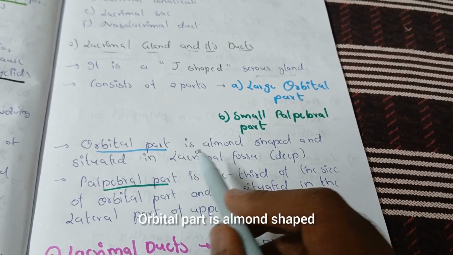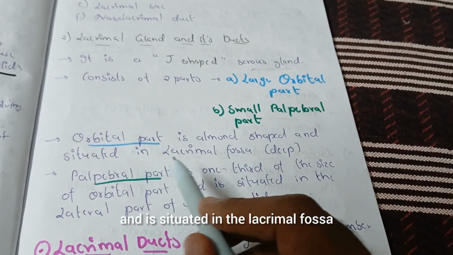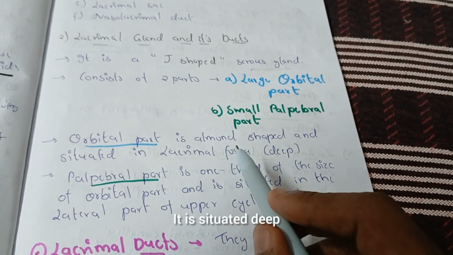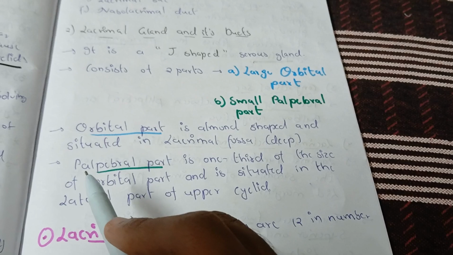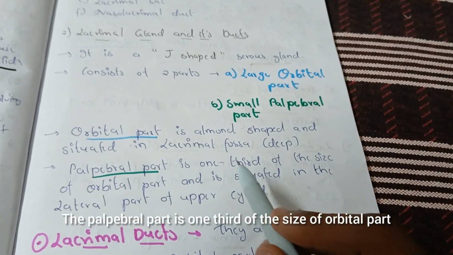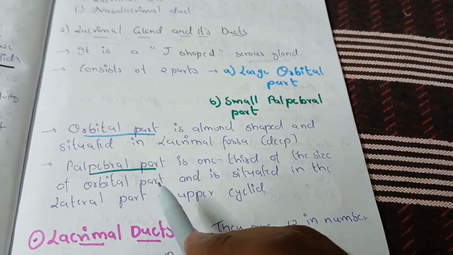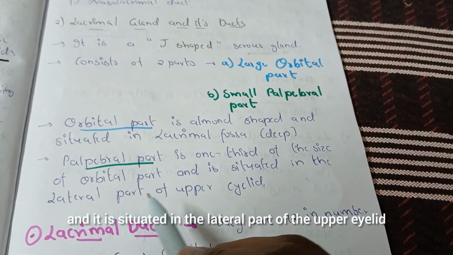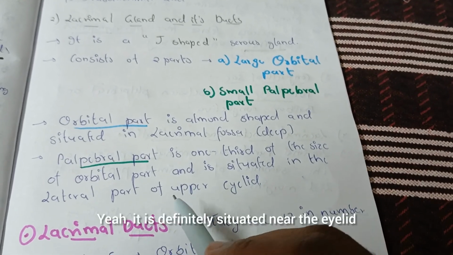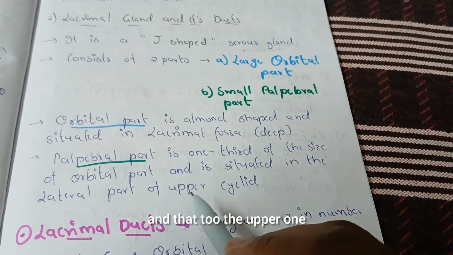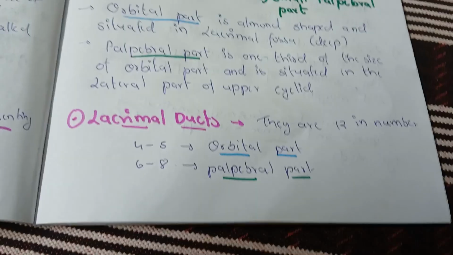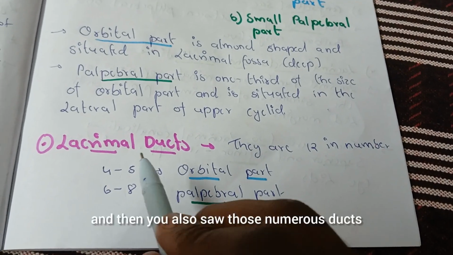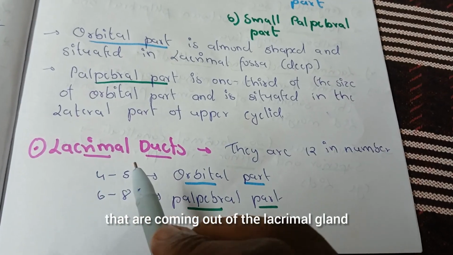Orbital part is almond shaped and is situated in the lacrimal fossa. It is situated deep, that's why it's situated in a fossa. The palpebral part is 1/3 of the size of orbital part, that is obviously because it is a smaller one, and it is situated in the lateral part of the upper eyelid. Yeah, it is definitely situated near the eyelid and that too the upper one. Remember it.